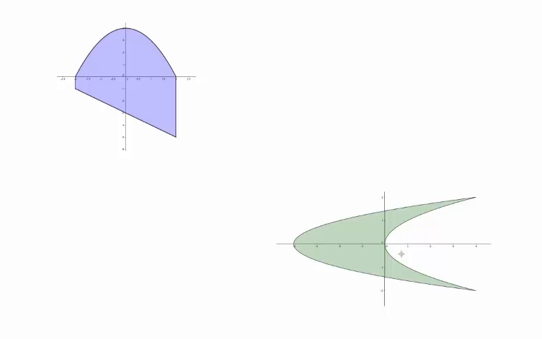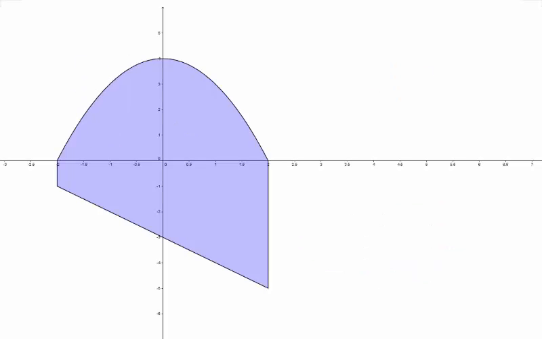The focus of this section is on calculating the area of two types of simple regions, x regions and y regions. An x region is a region which is defined by x-valued functions. That is, a region R with top boundary y equal to f of x, bottom boundary y equal to g of x, left boundary x equal to a, and right boundary x equal to b.